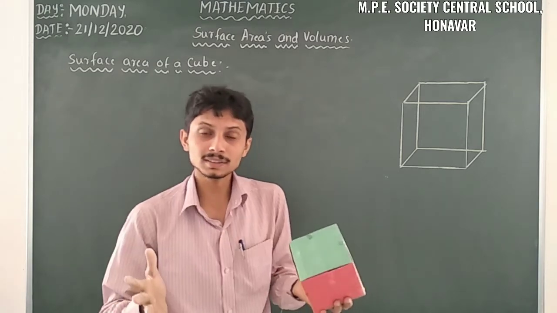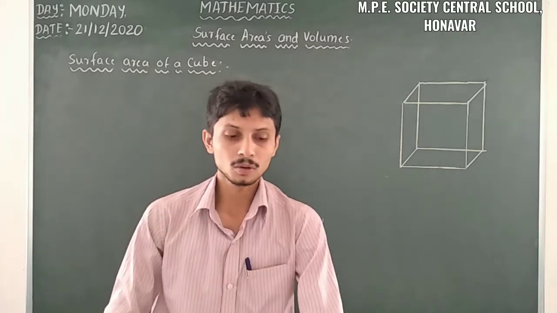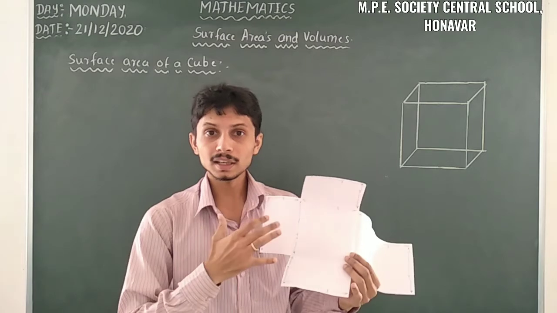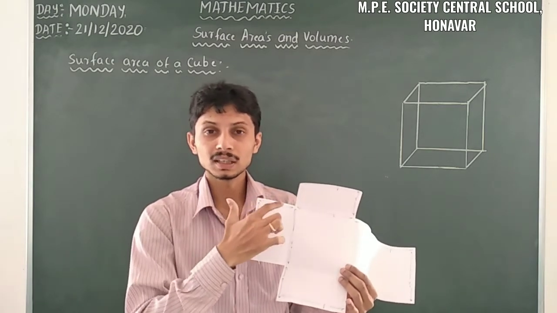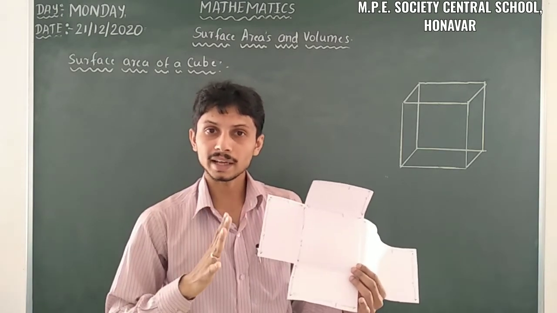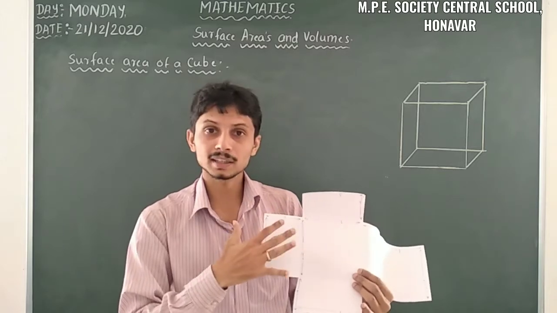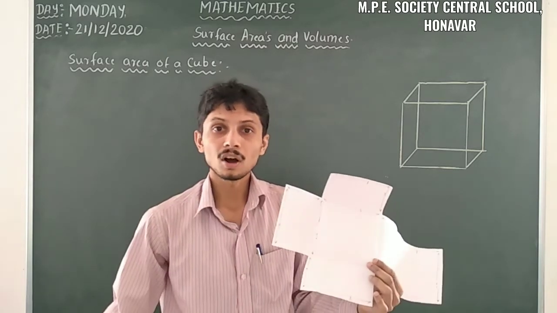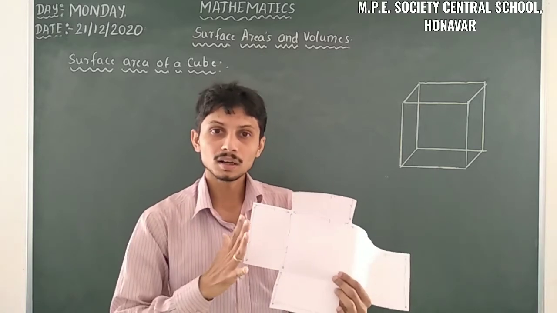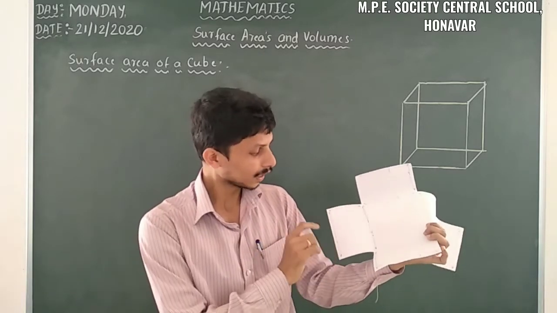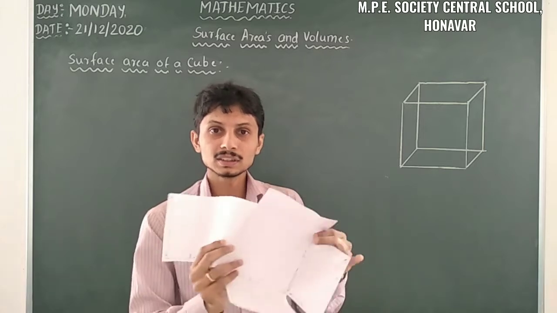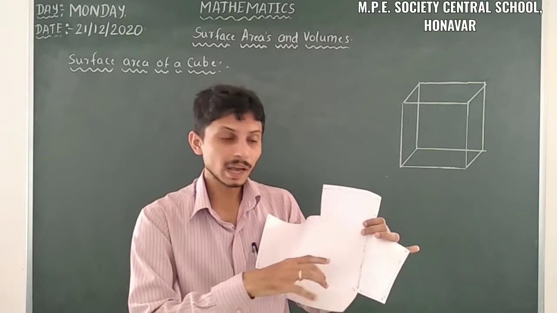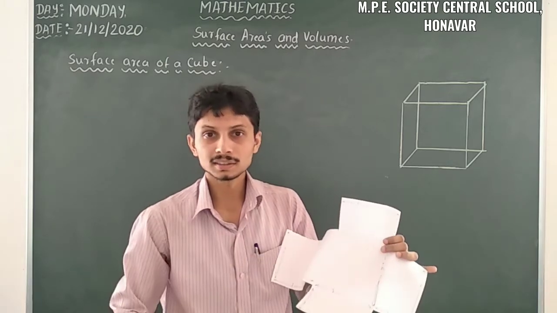So when we are opening this one, we have a similar structure, but here all the shapes are rectangles. But in the case of a cube, when we open it, all the faces should be squares. Here we have the rectangle. In the case of a cuboid, we have length into breadth, but in the case of a cube, all the sides are the same.